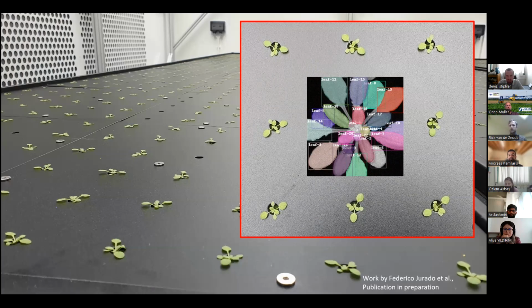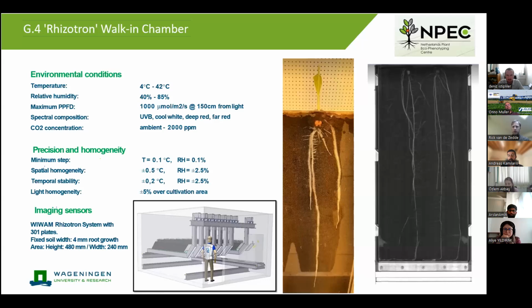A colleague of mine has been doing this, and he can even track leaves over time. But that's not the goal of today to explain. Let's dive into root phenotyping, because there the challenge is, how do you visualize your root? And we have been designing this for many years, also in alignment with Jülich. The experts at Jülich also had a similar rhizotron system, and we didn't want to reinvent the wheel.